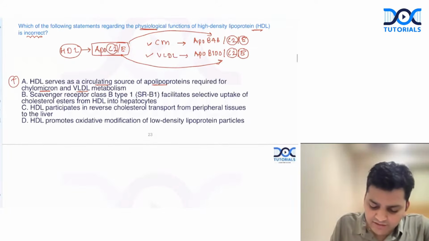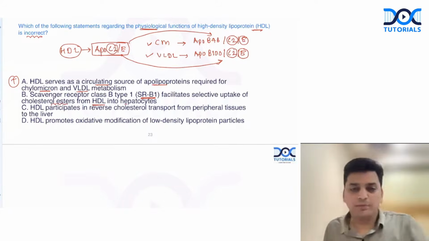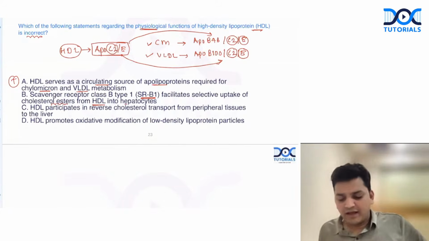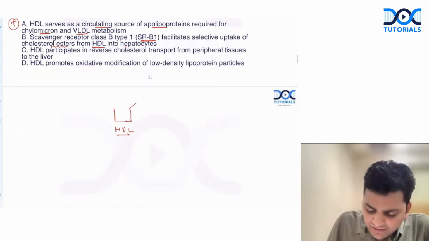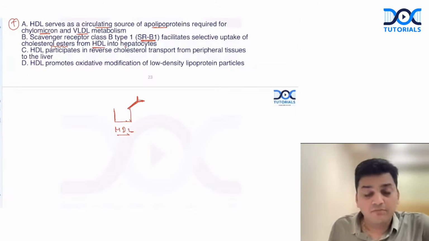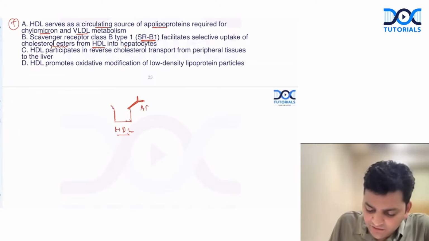Second, scavenger receptors SRB1. They help in the selective reuptake of cholesterol esters from the HDL into hepatocytes. Yes, the SRB1 receptors are there on the HDL. Here is the bag of HDL, and it is having a special receptor which helps in the cholesterol uptake from the peripheral tissue. But there is one receptor, the name of this receptor is ABCA1, that helps to take up the cholesterol from the peripheral tissue.